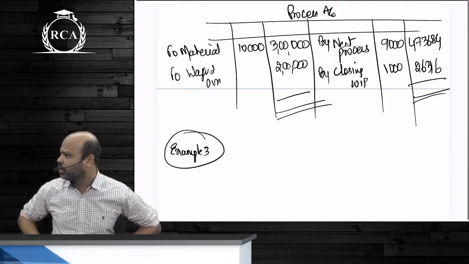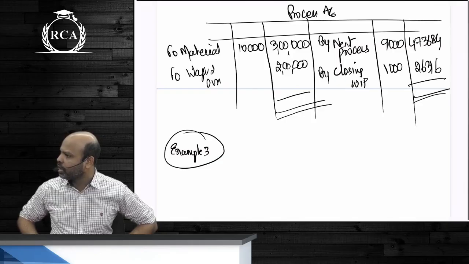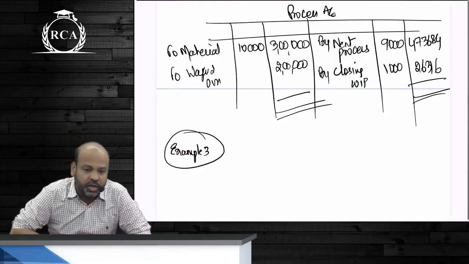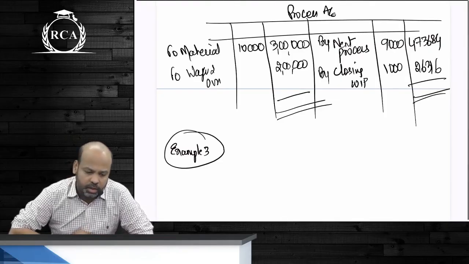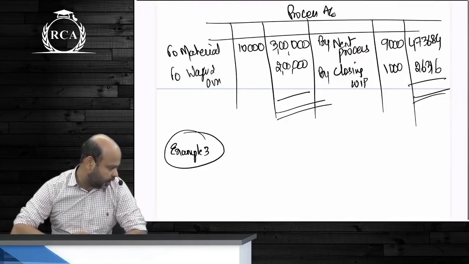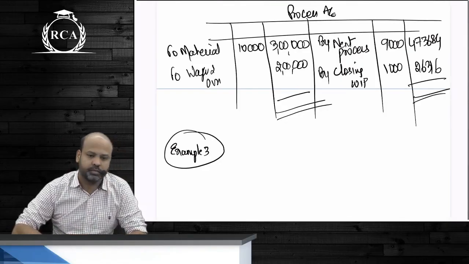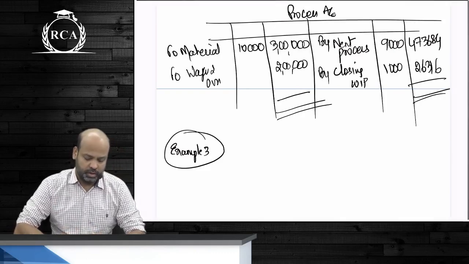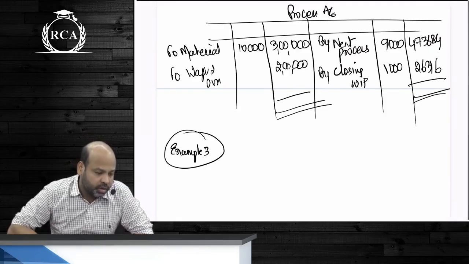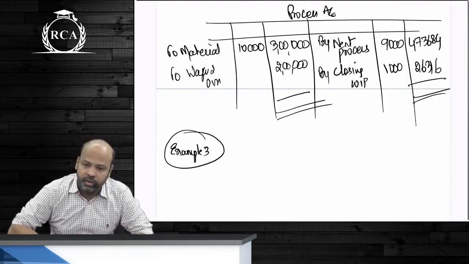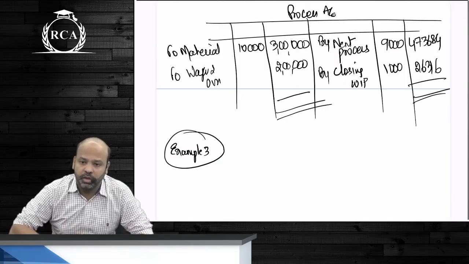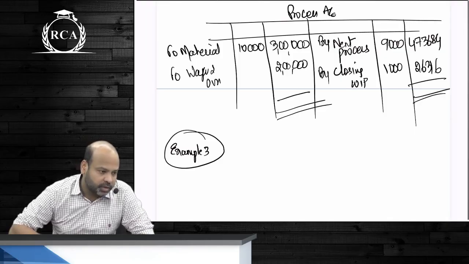Only labor and overheads will be partially incurred for work in process units.